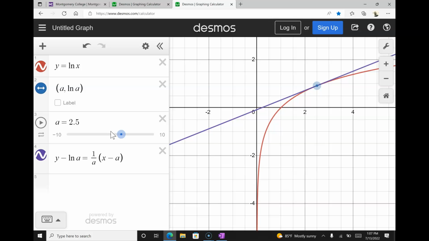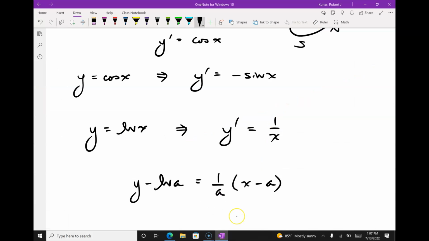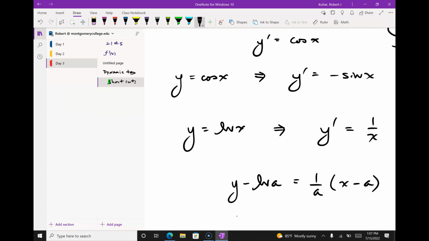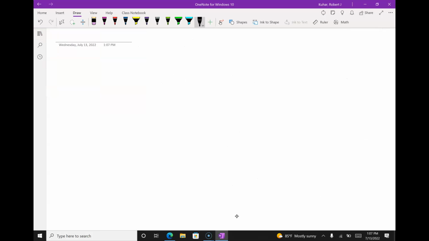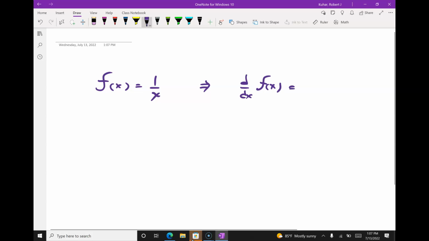Good, let's do another derivative. Let's say f of x is 1 over x. Anybody know what the derivative of that is? So if I said d/dx of f of x, that should equal d/dx of 1 over x. So I should get f prime. I'm just trying to get you used to the notation here, right? Anybody know it? Have it memorized? What's the derivative of 1 over x? It's minus 1 over x squared.